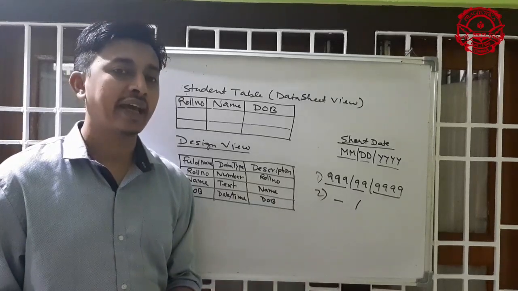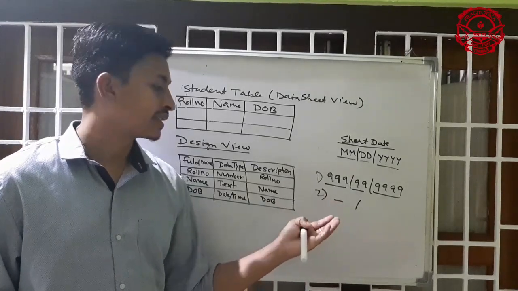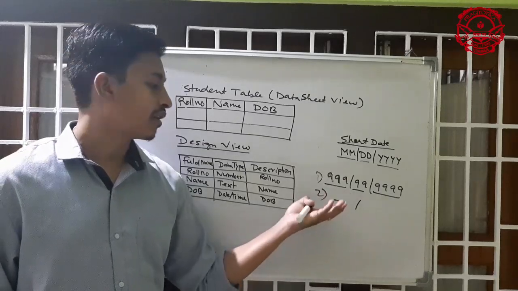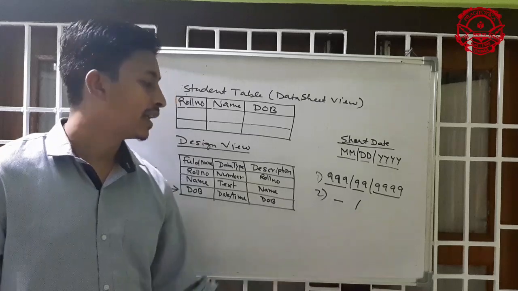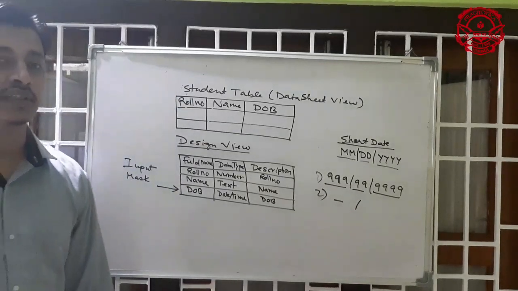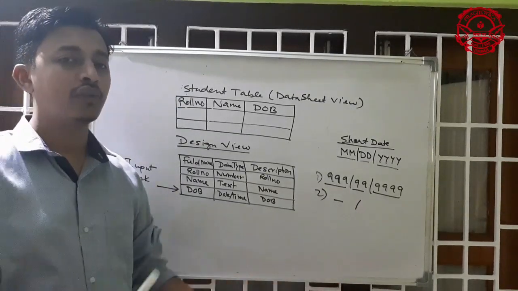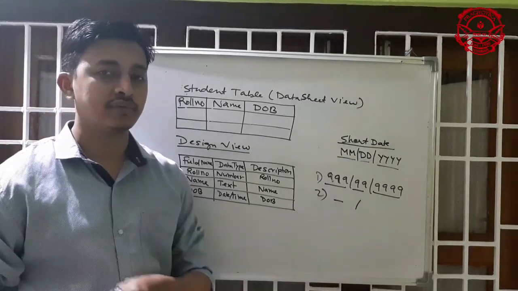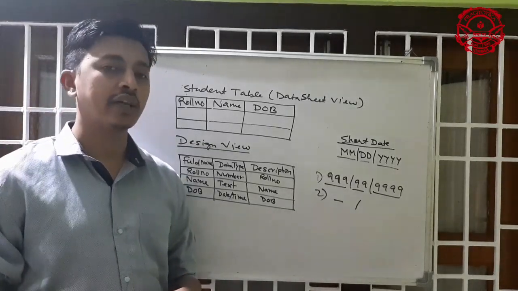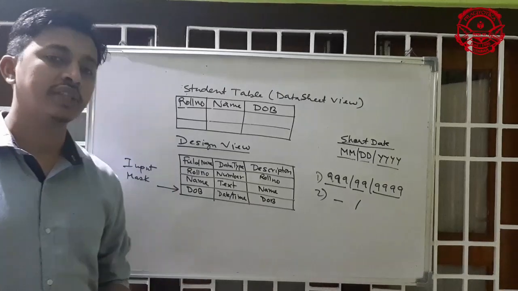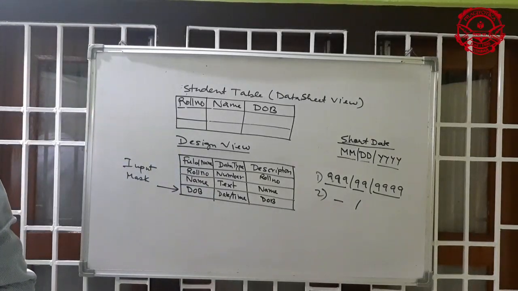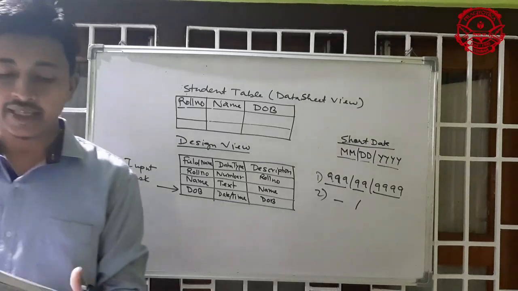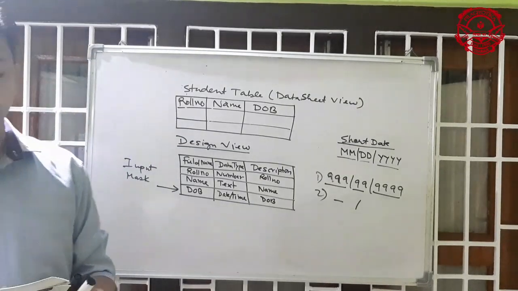So this is a good advantage, or you can say this is a second advantage of input mask. This hyphen and this slash come automatically. This is a special character which you don't need to write. It comes automatically when you create the input mask. For creating an input mask, you can see the next page, input mask wizard.